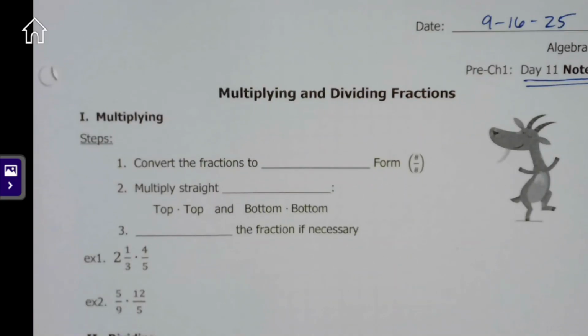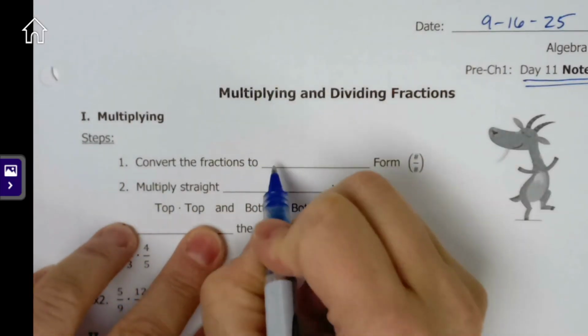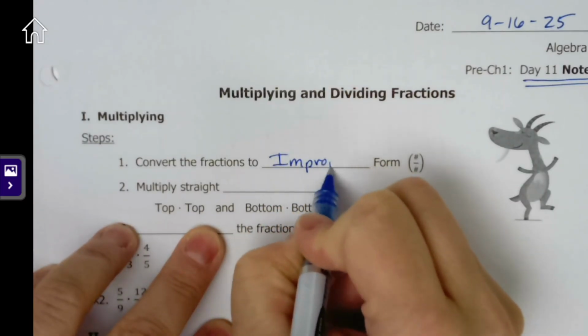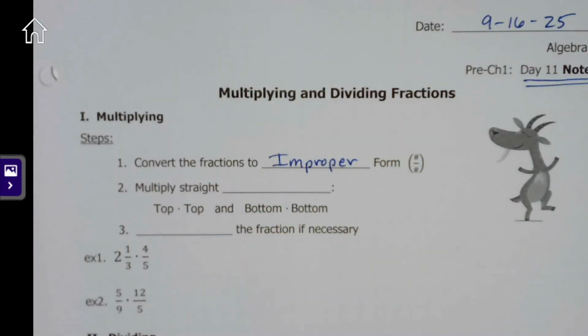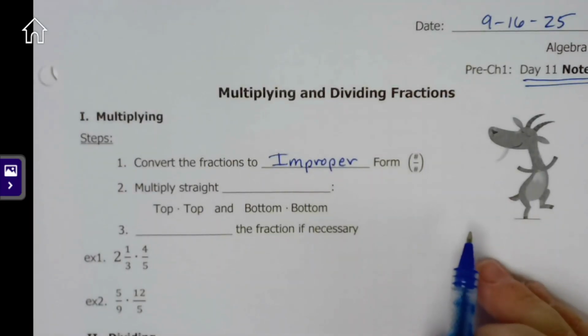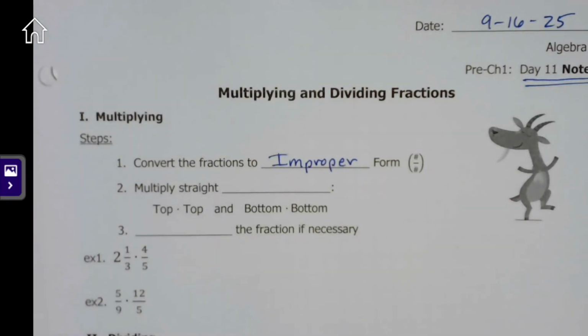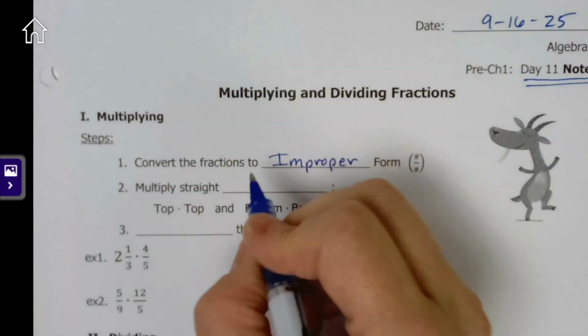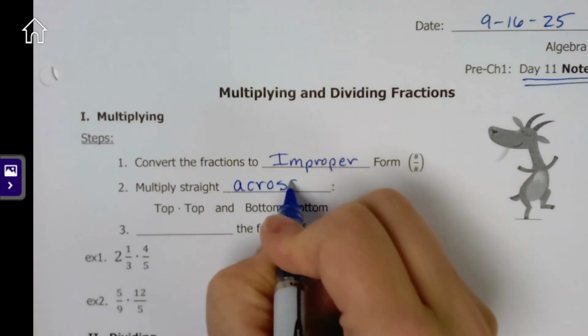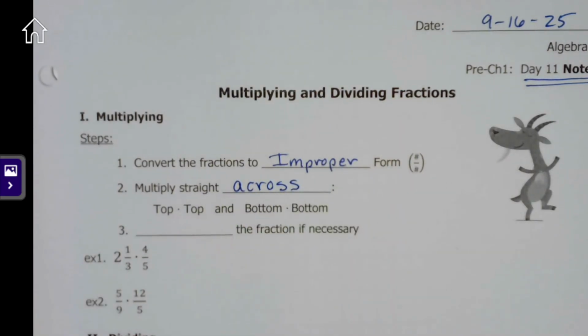Okay, so here we go, multiplying and dividing fractions. All right, so first thing that you do when you multiply fractions is you need to convert the fractions to improper form. An improper form is the number over a number, so not mixed. It's got to be improper. Your second step is you multiply straight across. Top times top, bottom times bottom.